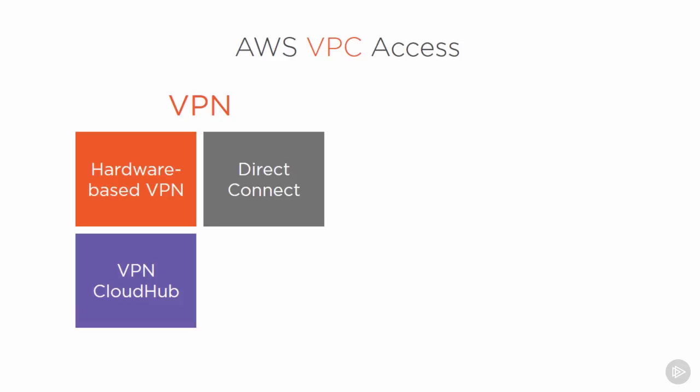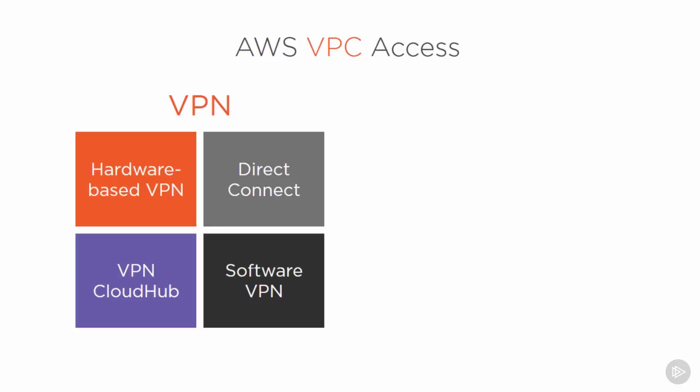Then you have VPN Cloud Hub. VPN Cloud Hub is when you have several different branch offices and you have to figure out how to give these branch offices access to VPC. They're either going to go through your on-premises data center or they're going to connect directly to that VPC. You have your software VPN. This is where you can stand up an instance on AWS, turn that instance into the endpoint gateway, and then through software just connect to it from your on-premises environment.